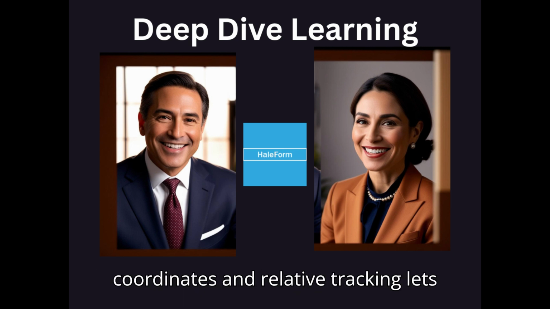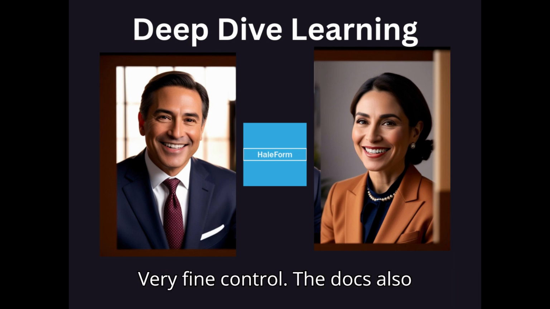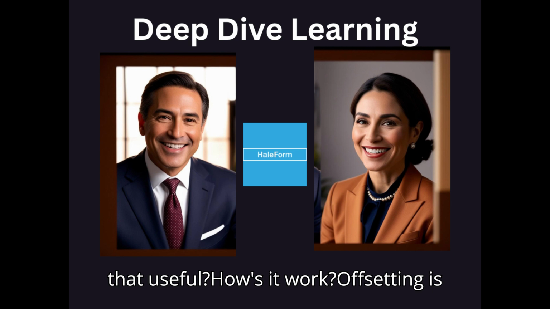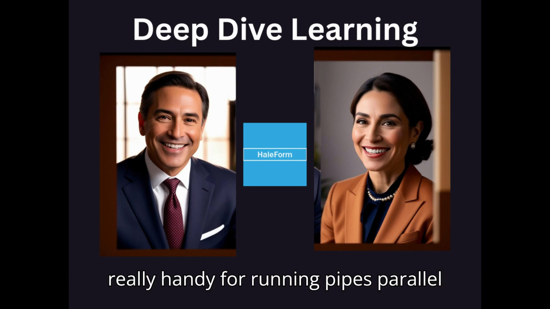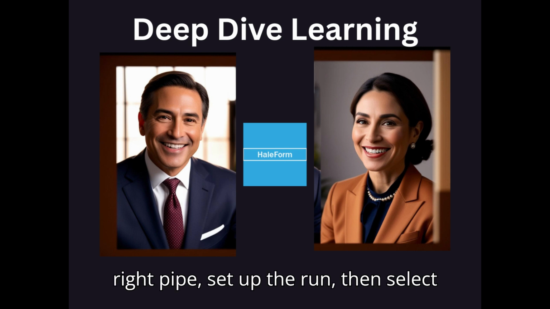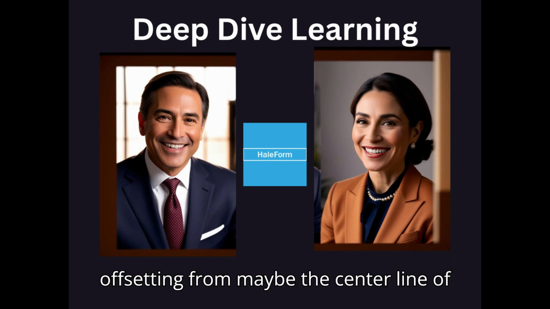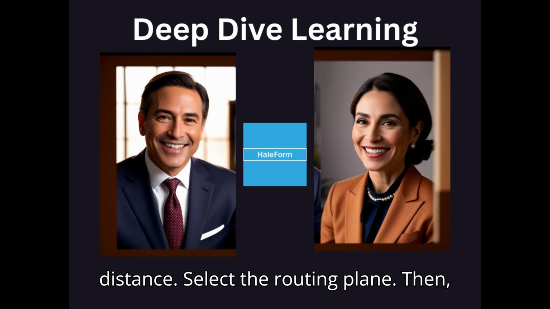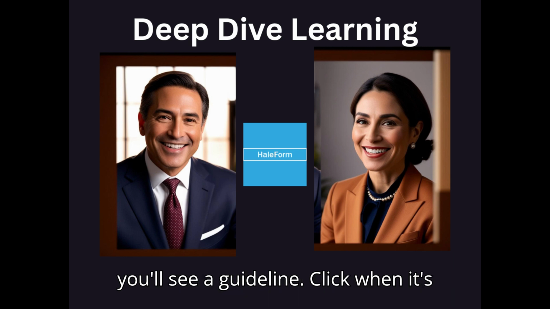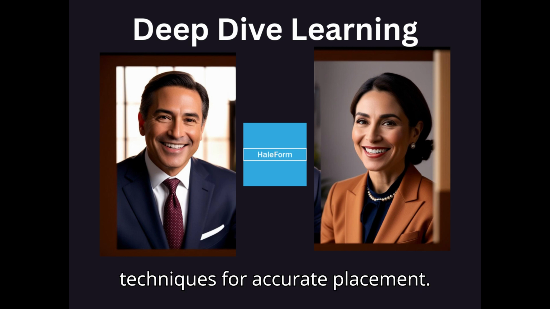And spherical is when you need distance and direction, like a bearing. Exactly. Spherical coordinates and relative tracking lets you input distance, azimuth, horizontal angle, and elevation, vertical angle. Very fine control. The docs also mentioned routing with an offset. When's that useful? How's it work? Offsetting is really handy for running pipes parallel to something else, like another pipe or a steel beam at a fixed distance. Start route pipe, set up the run, then select Set Offset Reference. Pick what you're offsetting from, maybe the center line of another pipe. Type in the offset distance. Select the routing plane. Then, as you move near the reference object, you'll see a guideline. Click when it's right, and boom, parallel pipe at your offset. These are all really strong techniques for accurate placement.